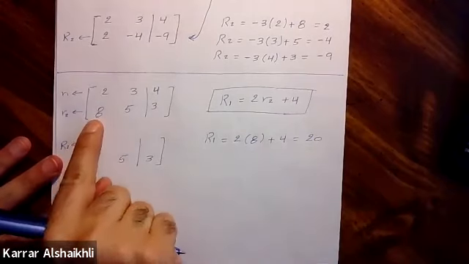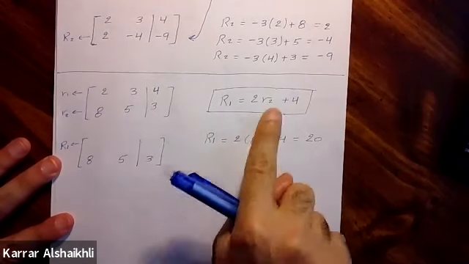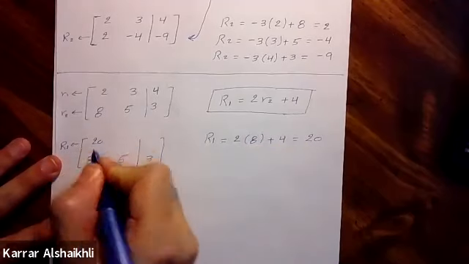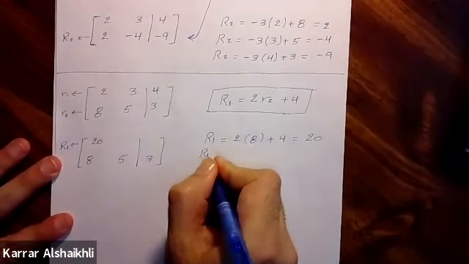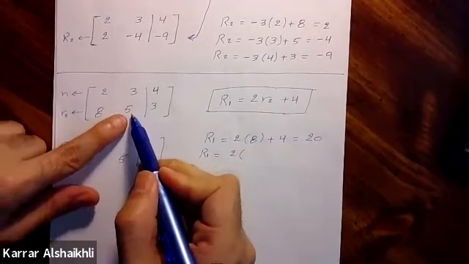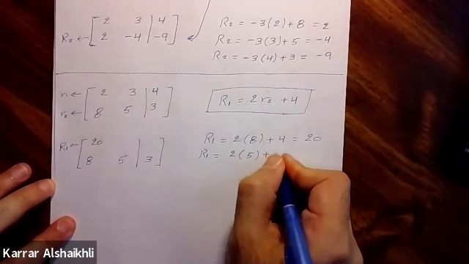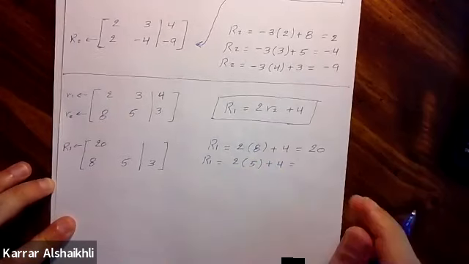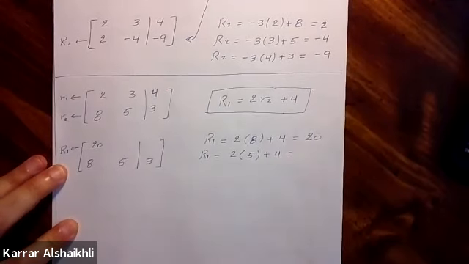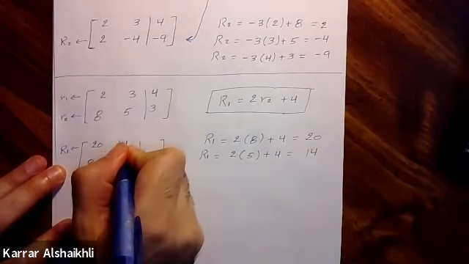Two times R2 plus 4, I'm using this rule. 2 times 8 plus 4 is going to be 20. So write down 20 here. The second one, 2 times 5 plus 4. So 2 times 5 is going to be 10. 10 plus 4 is going to be 14. That means here is the second number here.